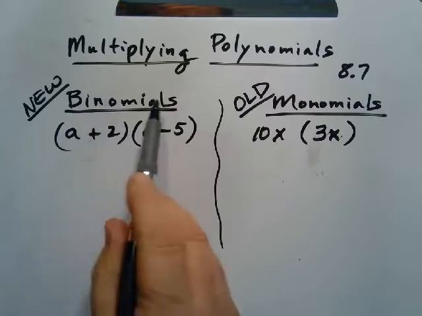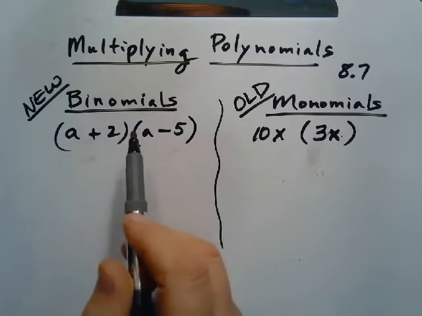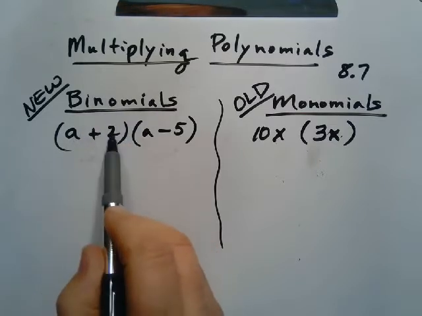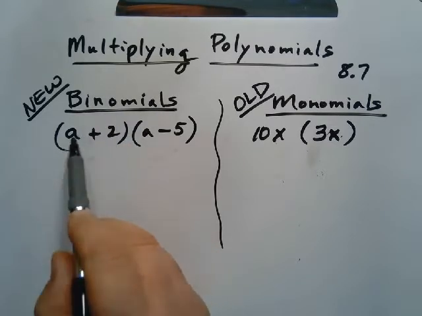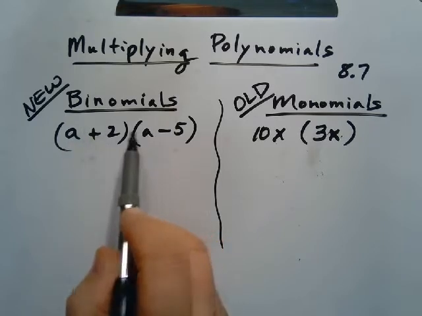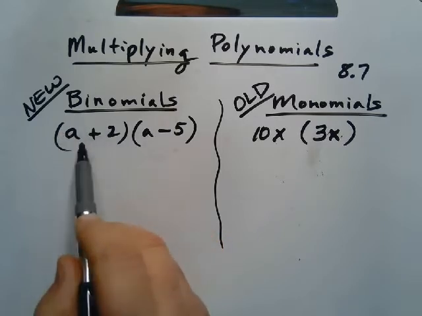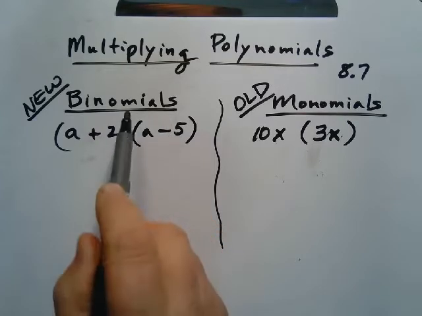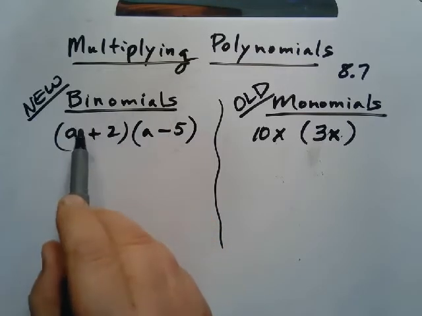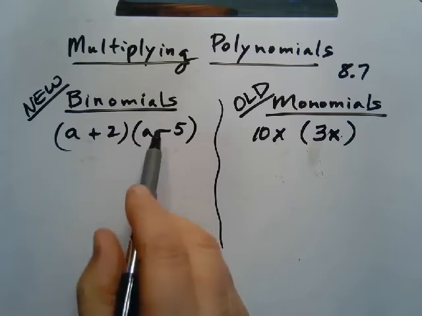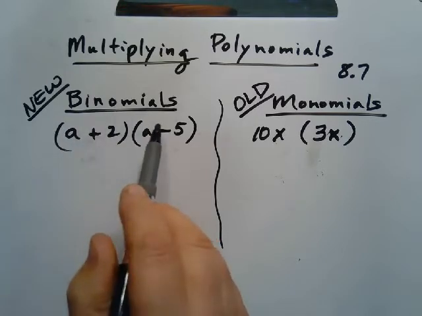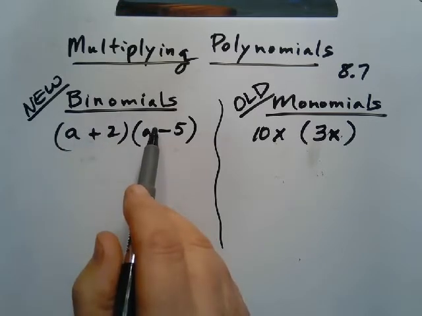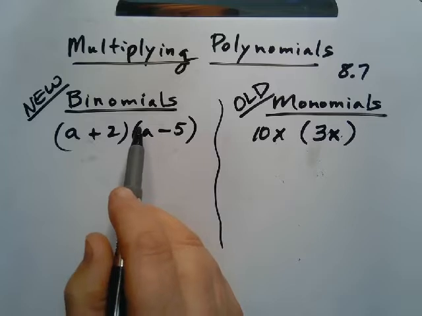These are called binomials, of course. Binomials have two terms, remember, terms are separated by addition or subtraction. So this is a binomial, a plus 2, and this is a binomial, a minus 5. But there are other kinds of polynomials, binomials and trinomials and so forth. We're going to multiply these two together. But it's not like what we just got done doing on multiplying monomials.